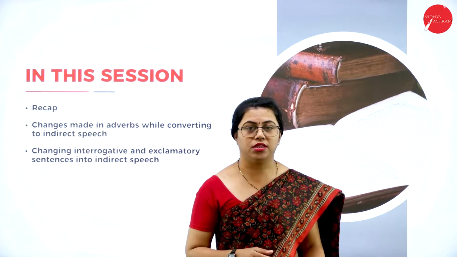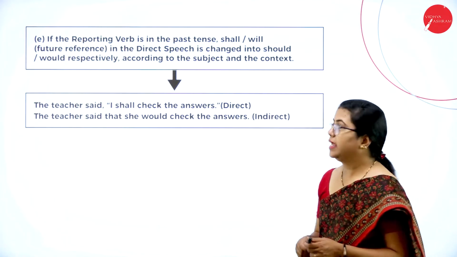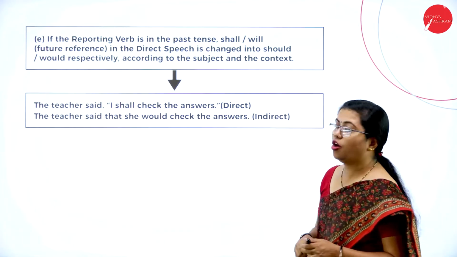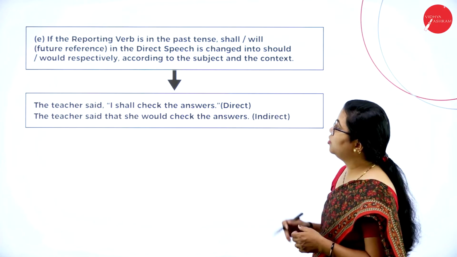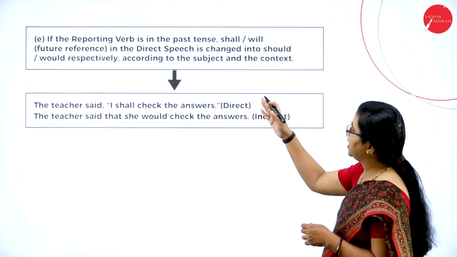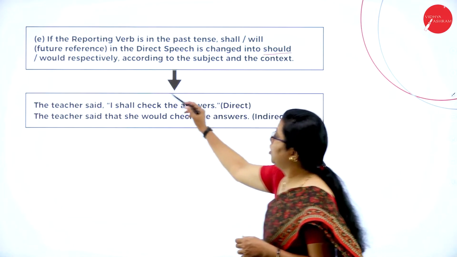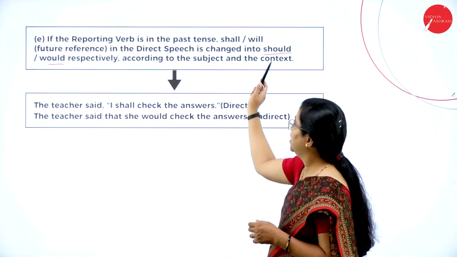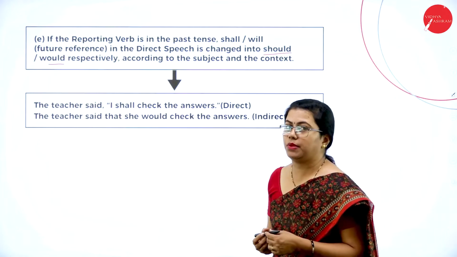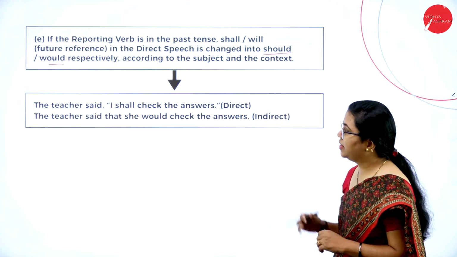We will start with the modal verbs. So here the reporting verb is in past tense, then shall or will, which we use for future reference, that also will be changing. That is from direct speech to indirect speech. When we change it, we need to change it to should or would respectively. Okay, so shall will be changed to should, will be changed to would respectively, according to the subject and the context. So let us have an example here.